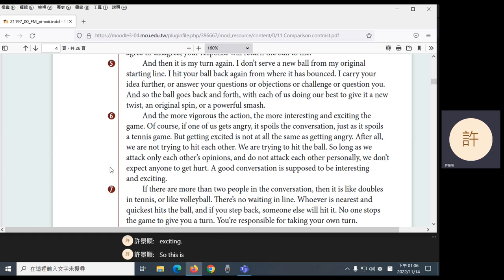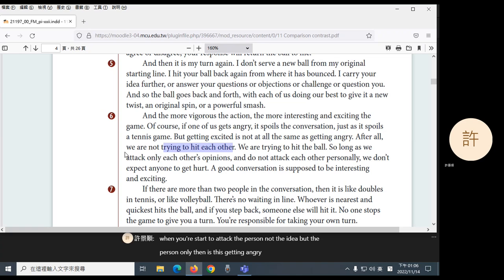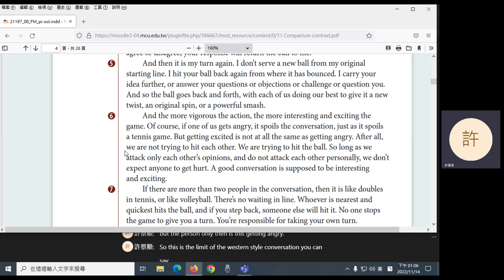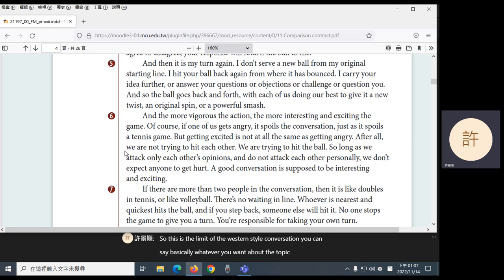So this is also an important idea in her comparison. The difference between being excited and being angry. Both of these emotions can seem very similar, but according to the author, being excited is hitting the ball, like focusing on the conversation topic. Only when you try to hit each other, when you start to attack the person, not the idea, but the person, only then is this getting angry. So this is the limit of the Western style conversation. You can say basically whatever you want about the topic, but not about the person.